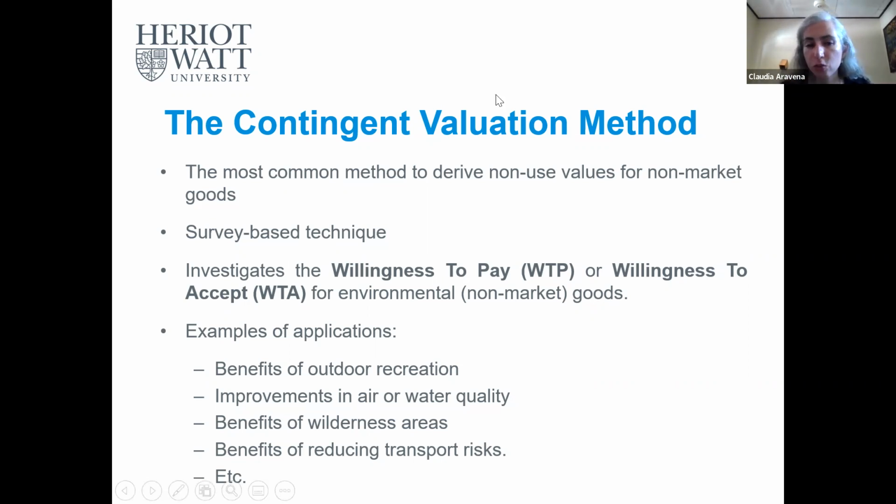The contingent valuation method is a survey-based technique. In this one, we investigate the willingness to pay or the willingness to accept for environmental goods. Some examples would be the application of these to the benefit of outdoor recreation, improvements in air quality, improvements in water quality, the benefit of wilderness areas, also the benefit of reducing transport risk, the benefit of conservation of certain species, for example, and we do it through the willingness to pay or willingness to accept, as I said before.